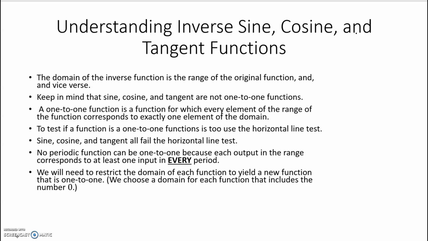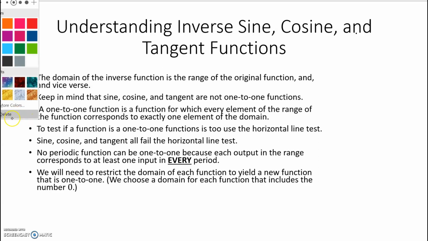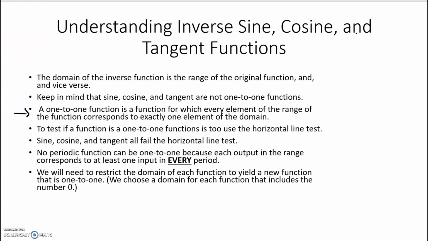Now, in order to have an inverse function, you need your function to be 1 to 1. Sine, cosine, and tangent are not 1 to 1, and it says it right here. A 1-to-1 function is a function for which every element of the range of the function corresponds to exactly one element of the domain. So for every y value, you have exactly one x value for that y value.